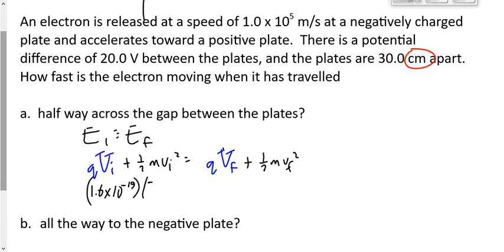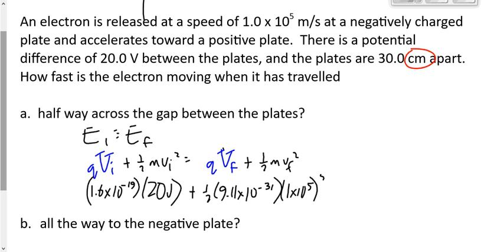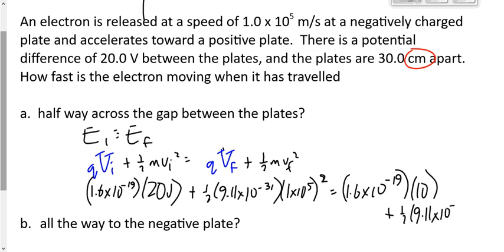Okay, 20 volts is my initial potential, plus one half of the mass of an electron times VI, which is 1 times 10 to the 5. Don't forget to square that. What's the final potential? If it's gone halfway across the gap, the final potential would be, you got this. If I started at a height of 20 meters and I went halfway down the hill, what's my height? 10 meters. If I started with a potential difference of 20 volts and I've gone halfway across, what's my new potential? 10. Does that make sense? Now, just because of time, I'm not going to go through the algebra of this, but make sure that you can get the answer to this question. It works out to be 1.9 times 10 to the 6 meters per second.